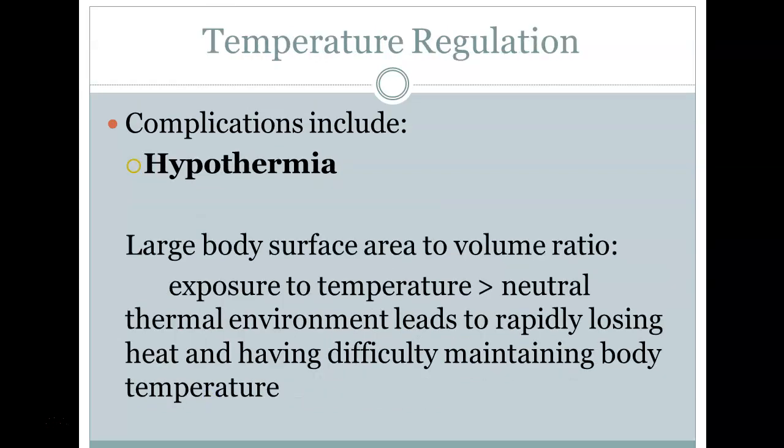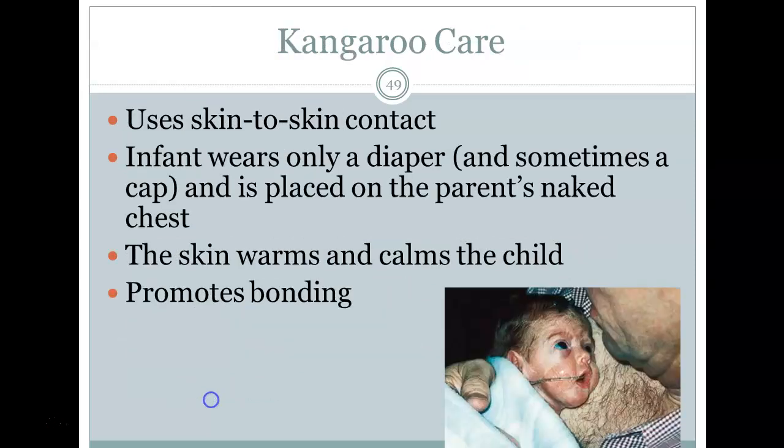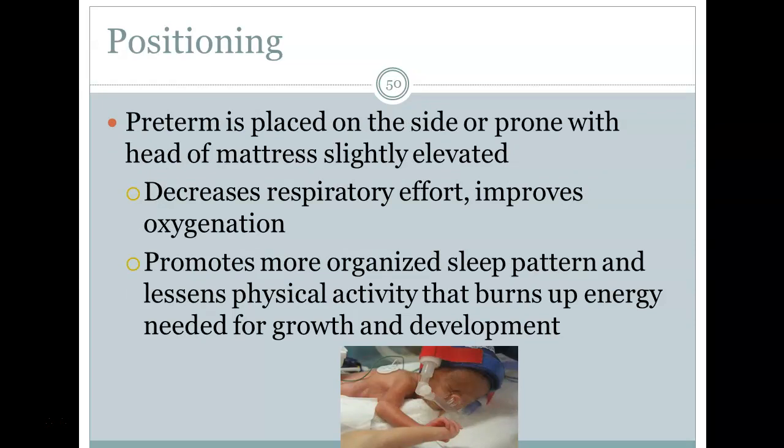Another problem they can have is temperature regulation. One of the complications can be hypothermia. They have a large body surface area to volume ratio in the preterm infant, and exposure to temperature outside the neutral thermal environment leads to rapidly losing heat and having difficulty maintaining their body temperature. So this is one of those things where we really want to encourage kangaroo care or skin-to-skin contact, where the infant only wears the diaper and is placed on the parent's naked chest. It not only warms them, but calms them and can promote bonding, as long as the preterm infant can tolerate it, because remember, some preterm infants cannot tolerate a lot of stimuli.